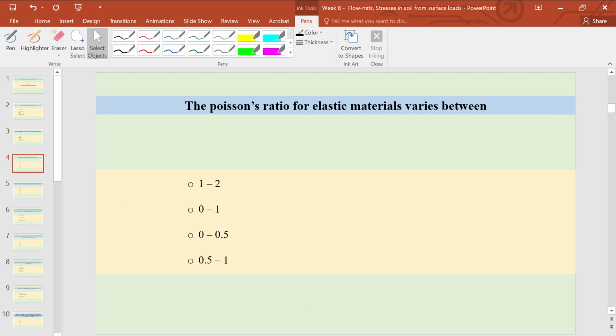Next, this question. Poisson's ratio for elastic materials varies between. What is the answer? 0 to 0.5, sir. Yes, 0 to 0.5. 0.5 will be the maximum value. Poisson's ratio means ratio of the lateral strain to the longitudinal strain, or diametric strain to the axial strain. For elastic materials, it lies between 0 to 0.5. Good. Next question.